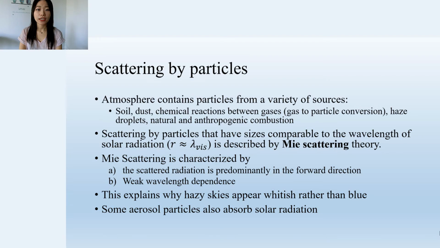The Mie scattering is characterized by scattered radiation that is predominantly in the forward direction, and there's a weak wavelength dependence. It means that when the solar radiation comes into our atmosphere and is scattered by a particle, the particle will change the incident angle, but the scattering is forward scattering, so the light will still reach the Earth. And since there's no wavelength dependence, all the wavelengths will scatter equally. And that is the reason why hazy skies appear whitish rather than blue.